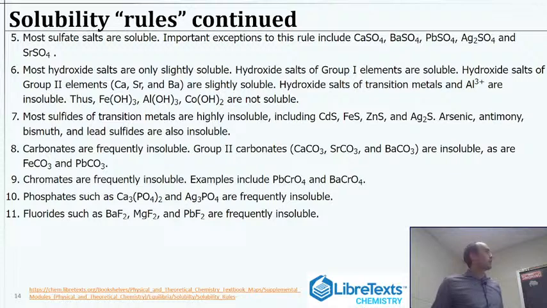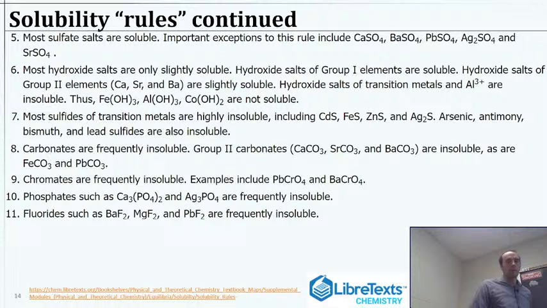Most hydroxide salts are only a little bit soluble, so we've talked about those or seen them show up sometimes, like aluminum hydroxide. So these tend to be kind of on the edge, so you will tend to have some precipitation, even if some amount of it might exist in solution. So hydroxide salts of group 2 elements, so calcium, strontium, barium, are slightly soluble. Transition metals tend to be insoluble, so that's the iron, aluminum, cobalt.